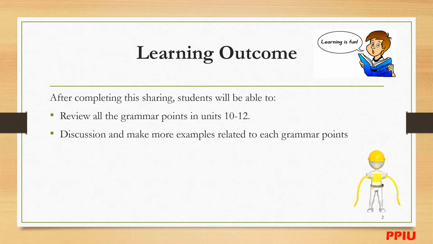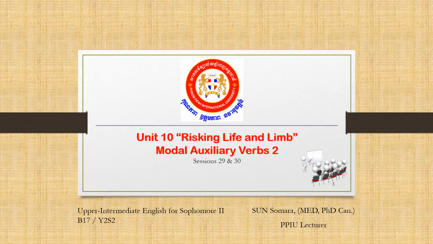All right, so let's go to what you have learned in unit 10 about risking life and limb. We just focus on modal auxiliary verb number 2, that mostly focuses on modal verbs in the past. All right, so just go and see it in the next slide.